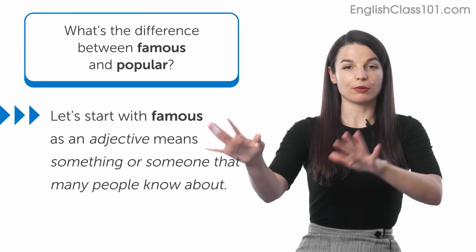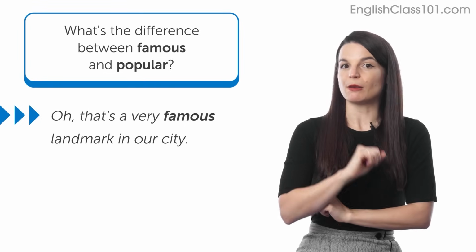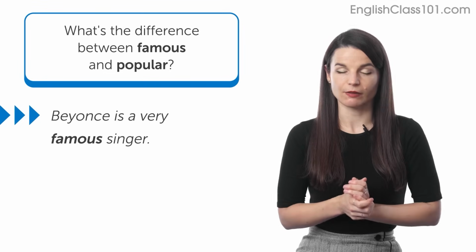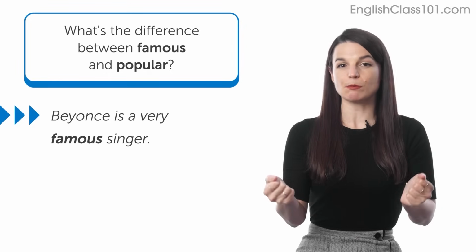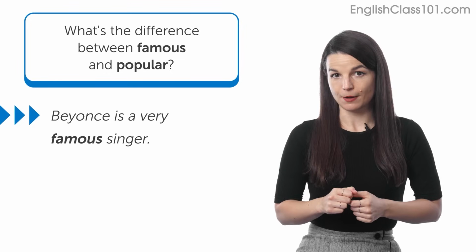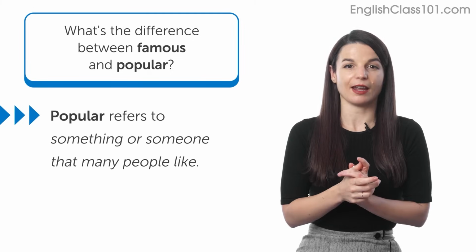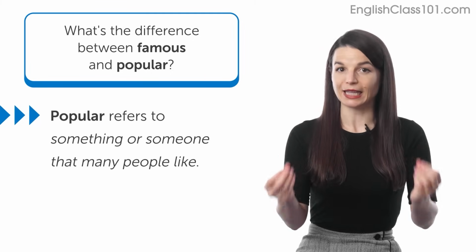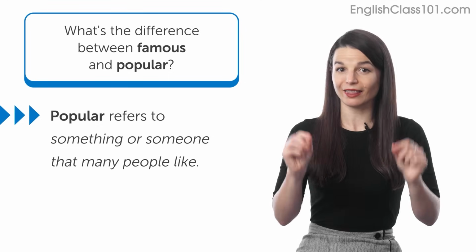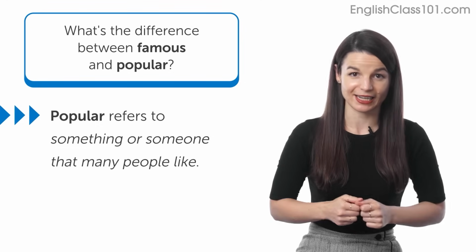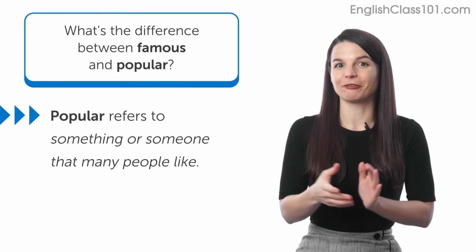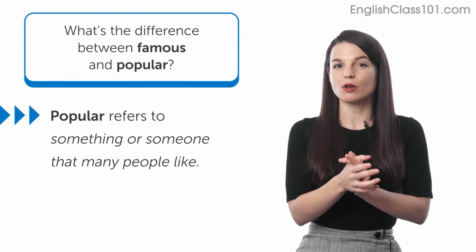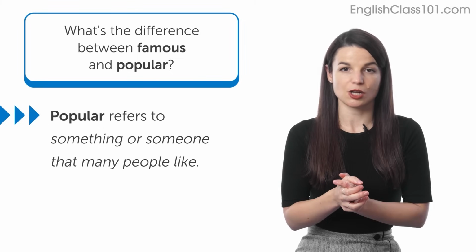Okay, so this can be a place like, oh, that's a very famous landmark in our city, or Beyonce is a very famous singer, right? So we're just saying that many people know about that thing. Popular, on the other hand, refers to someone or something that many people like. So many people think that thing is good or think that person is good. So maybe in your high school, for example, you knew the most popular girl in school, or maybe you know the most popular restaurant in your neighborhood.